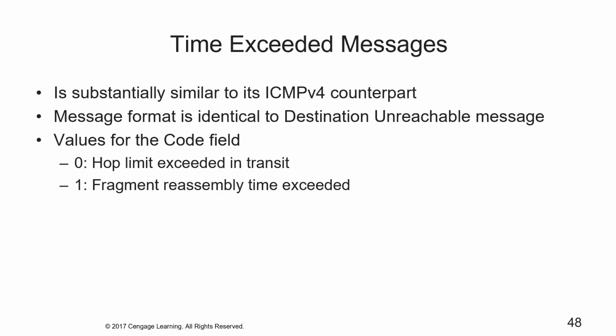So time exceeded is really similar to time exceeded in IPv4. And the message format is identical to the destination unreachable message. The values for the code field in this case are 0 if the hop limit was exceeded, and 1 if fragment reassembly time was exceeded.